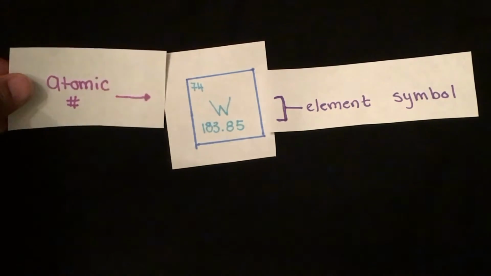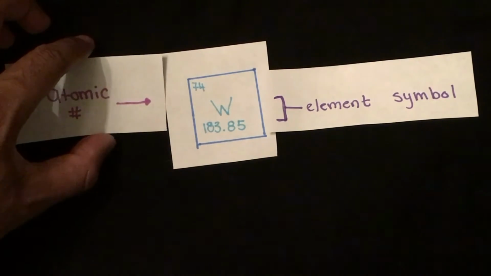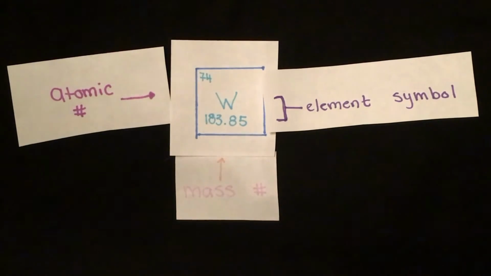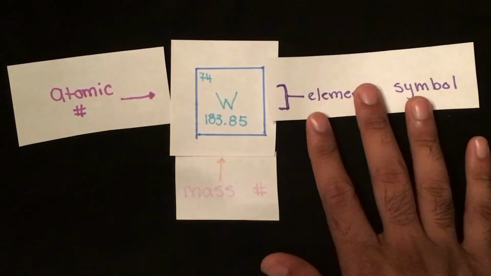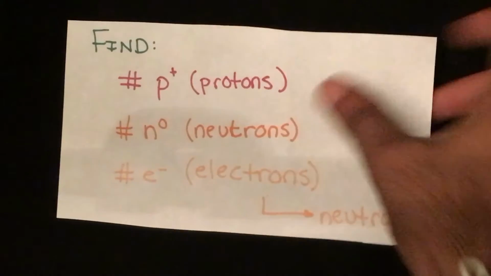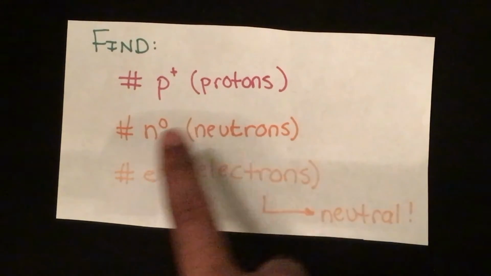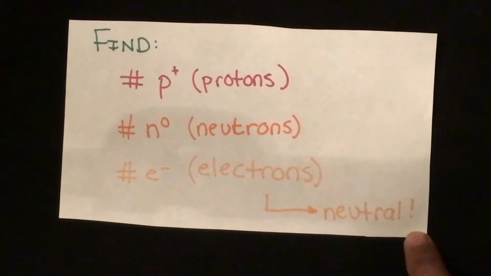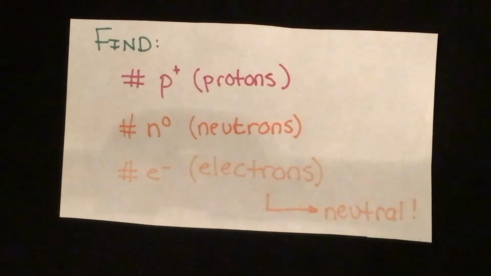We also have the atomic number, which is 74. Then we also have the mass number over here, 183.85. So given the information about atomic number, mass number and the element symbol off of the periodic table, we can use it to find the number of protons, the number of neutrons, and the number of electrons. But make sure we understand that here, we're talking about a neutral atom.